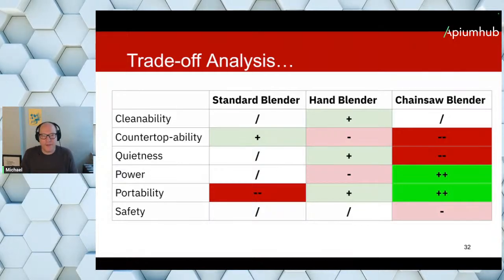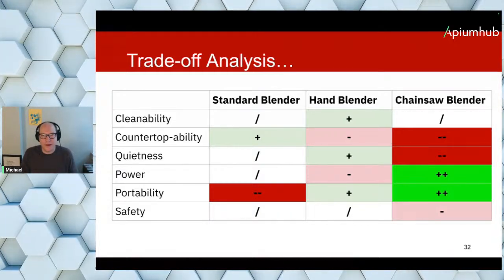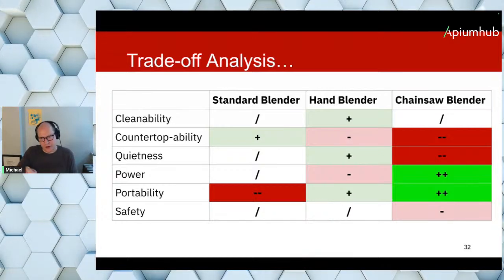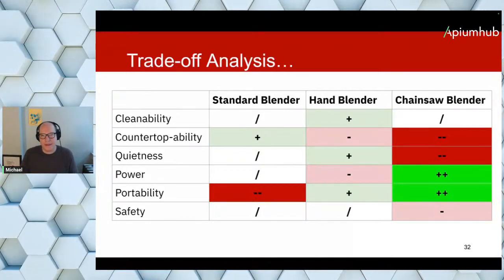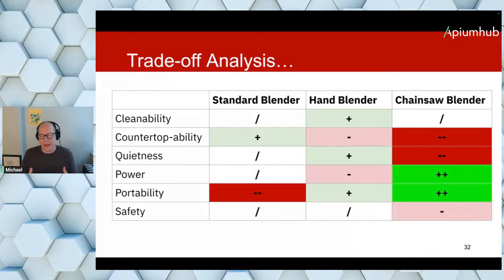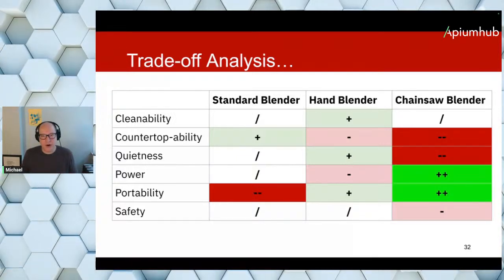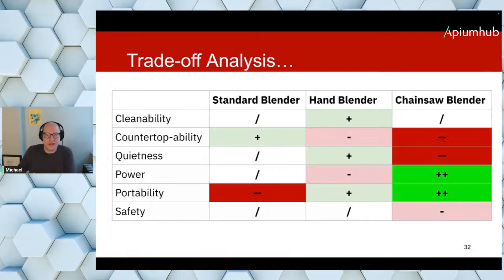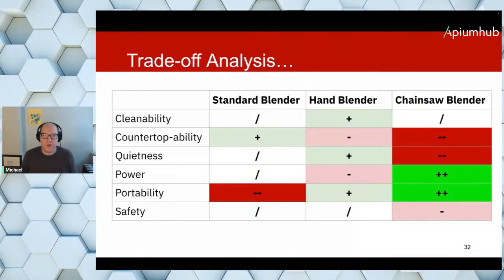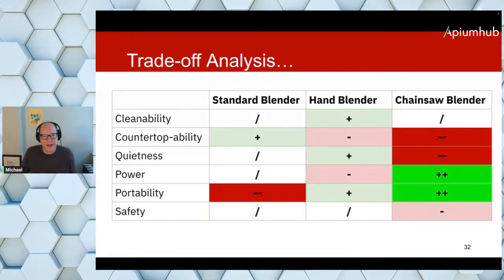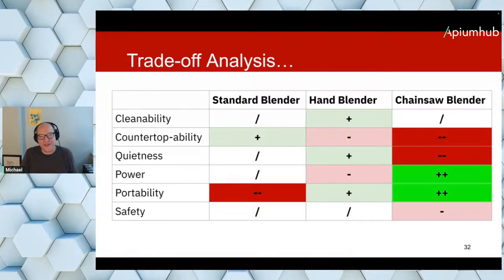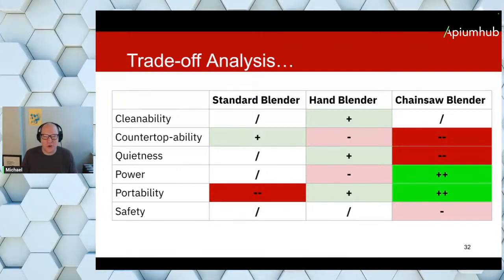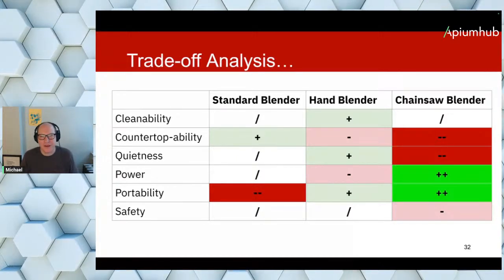So maybe the hand blender is the easiest to clean. You just kind of run it under a sink. The chainsaw blender, you've got a gas-powered engine on that thing. It's got the most power. It doesn't require electricity. You can take it anywhere in the world that you might need to blend. But it's not exactly the quietest in the world, right? And maybe safety is a slight concern, right? You wouldn't want to be using that blender indoors, perhaps.